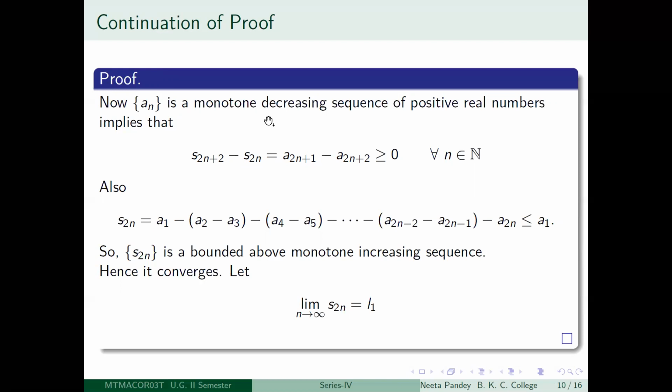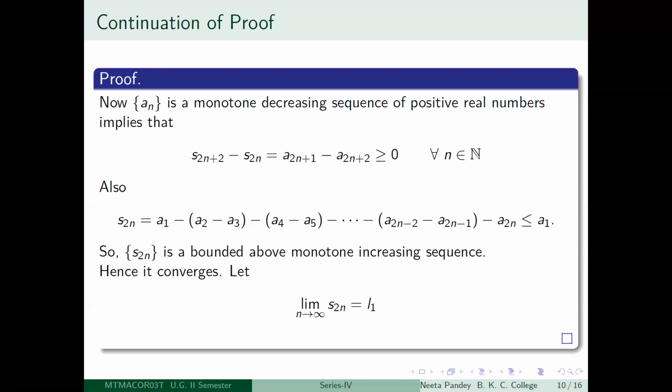Now, AN is a monotone decreasing sequence. So A2n plus 1 minus A2n plus 2 is obviously going to be greater than or equal to 0, because the 2n plus 1th term of the sequence AN is greater than or equal to the 2n plus 2th term. It is a monotone decreasing sequence. So what do you get? You get that S2n plus 2 is greater than or equal to S2n for all positive integers n. So therefore, S4 is greater than or equal to S2, S6 is greater than or equal to S4 and so on.